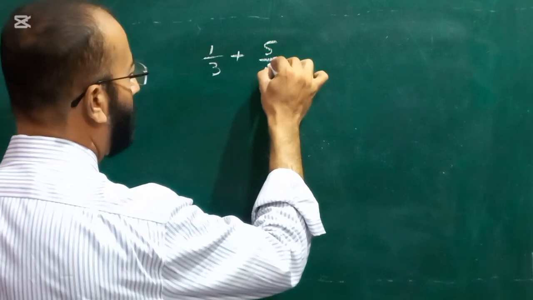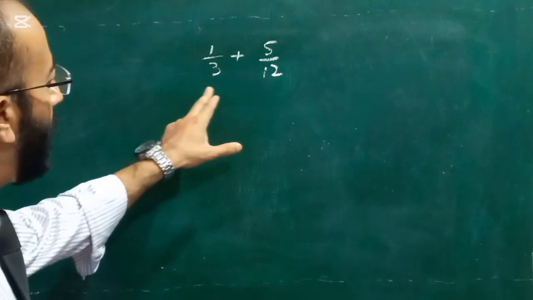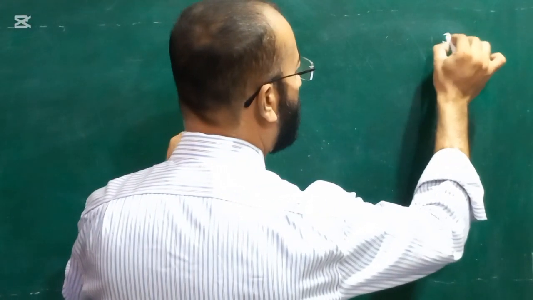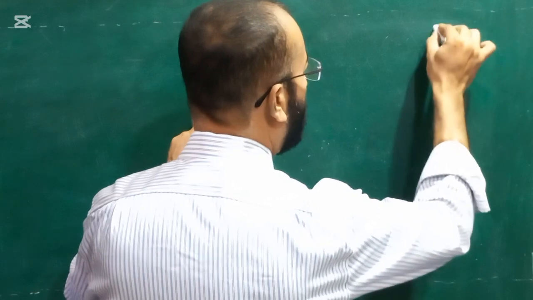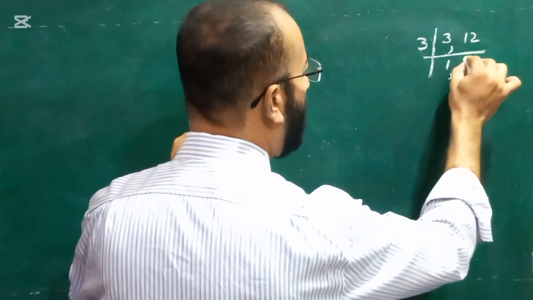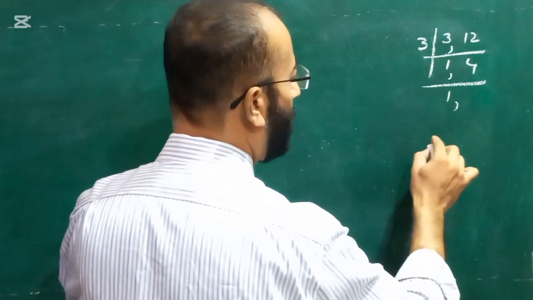So the statement of the question is sum them. So we will take the LCM of the denominators first, that is 3 and 12. So these two numbers are coming in the same table of 3. So 3 ones are 3 and 3 fours are 12. And then this one will come as it is.